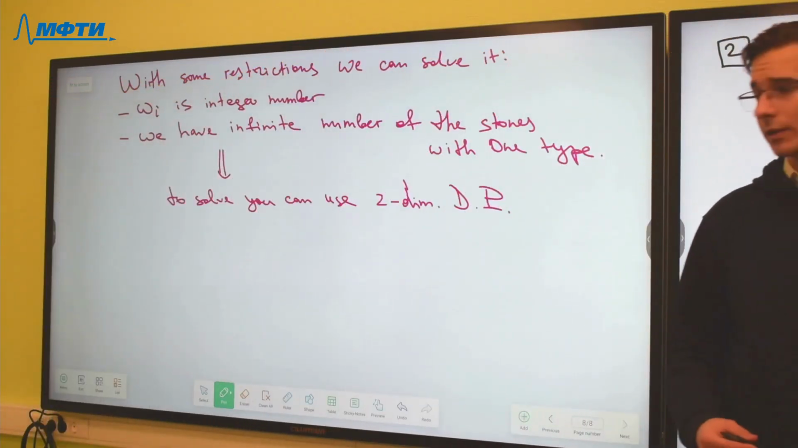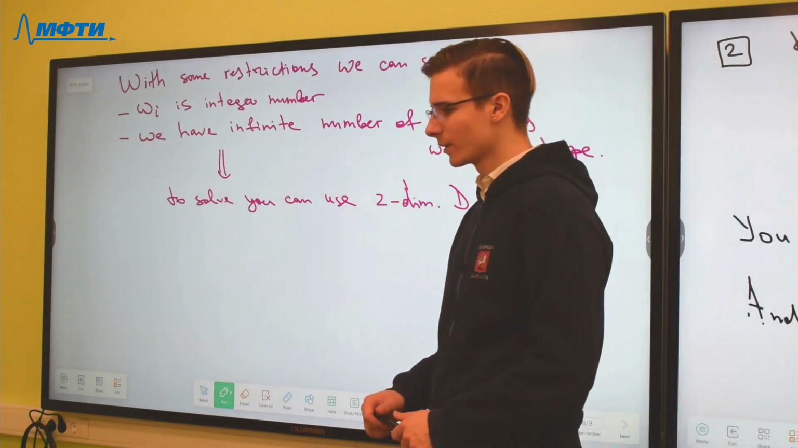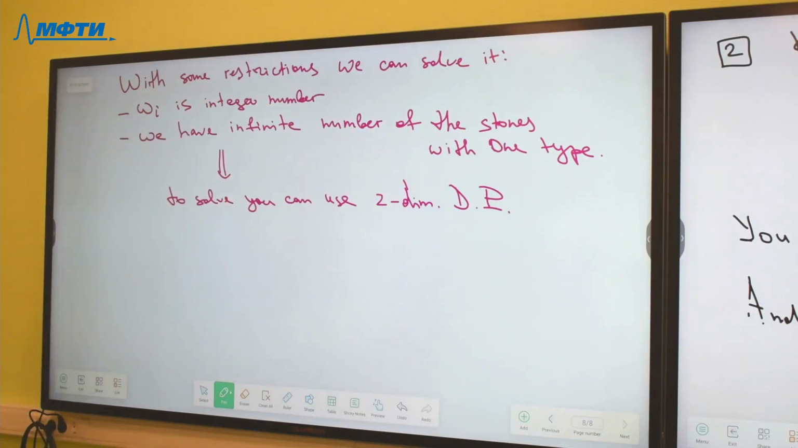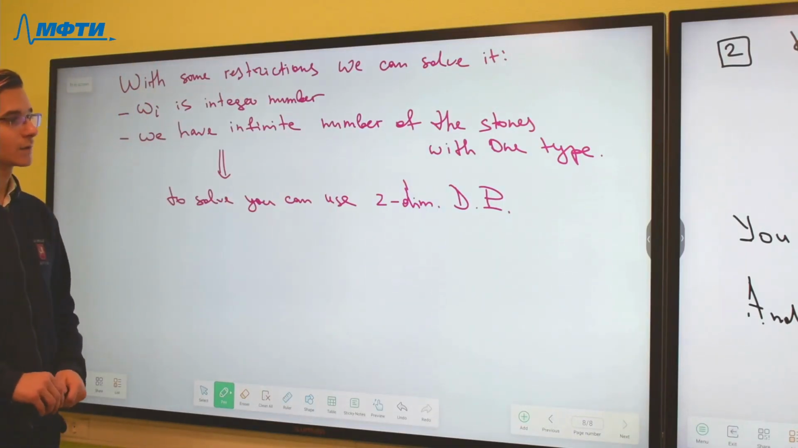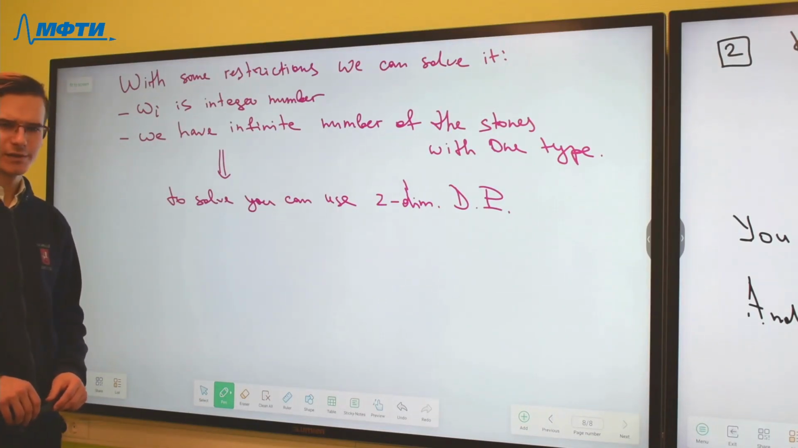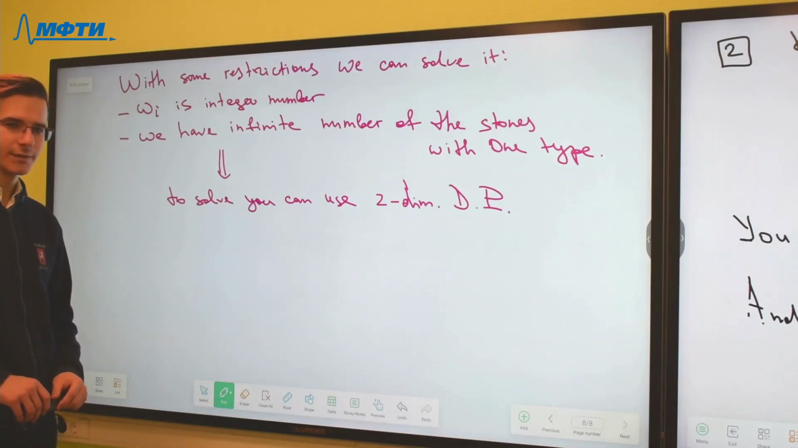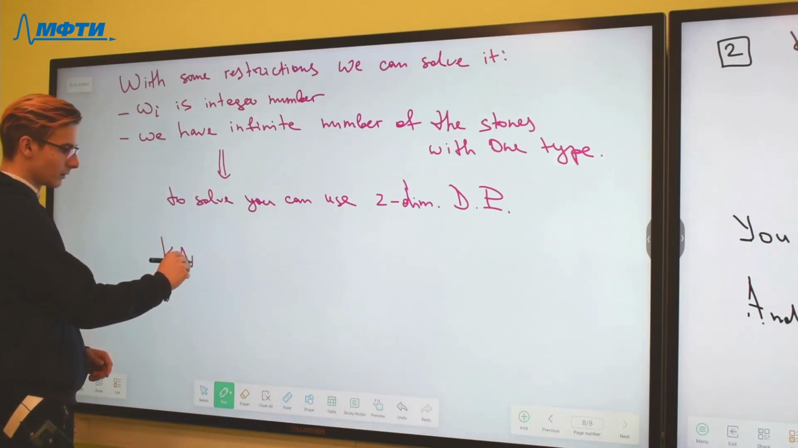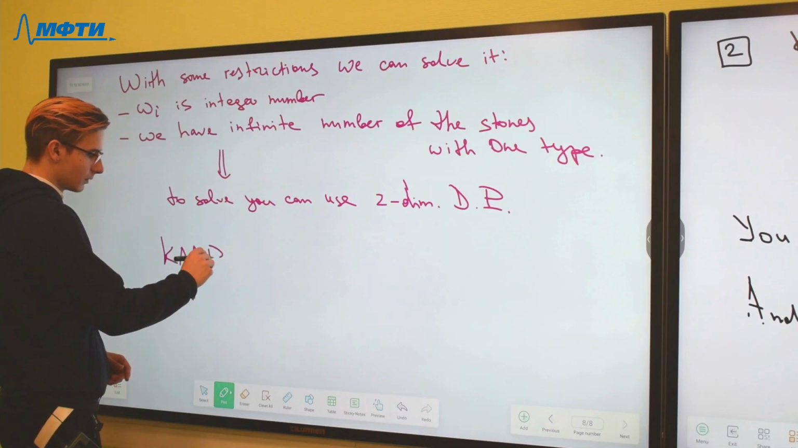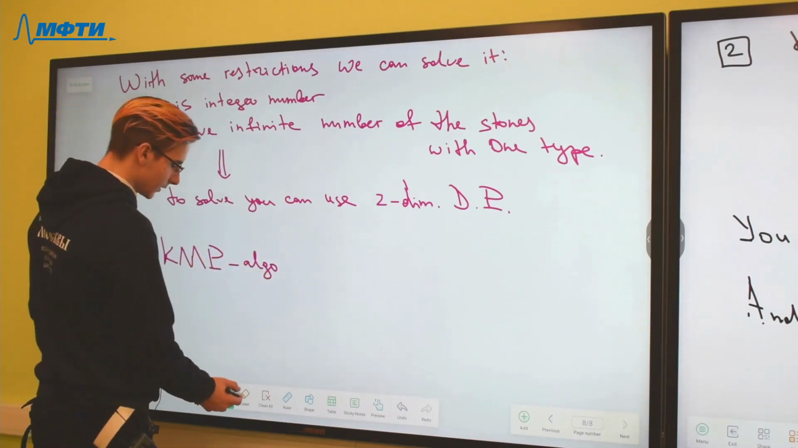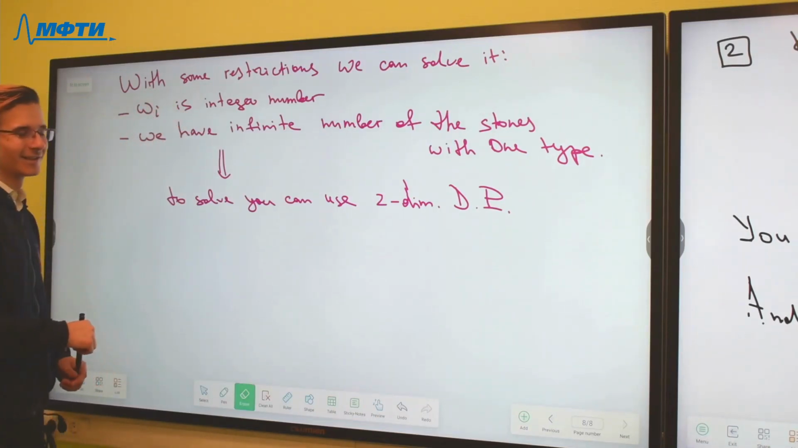And next time we start with deterministic finite automata, and then talk about the Knuth-Morris-Pratt algorithm. Did you face Knuth-Morris-Pratt? Yeah. But we didn't study it. Okay, so we study it next time, I think.